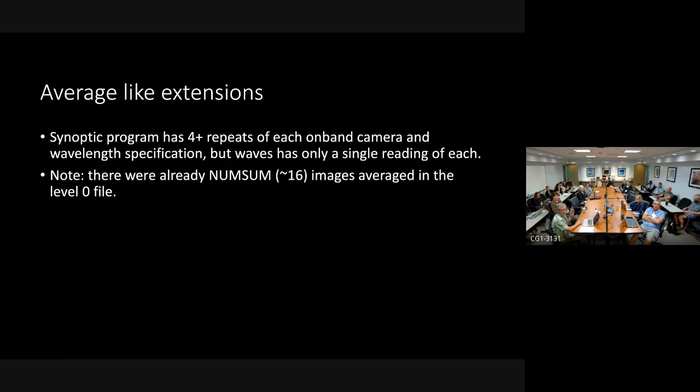Next, we average like extensions. What this means is that it has to be the same on band, so RCam or TCam, whatever it is, has to be on band and has to be the same wavelength. Everything has to match. Basically, it has to be an identical measurement. For waves, there's just one of every measurement. For the synoptic, you have 4 more repeats of that. Those are averaged together.